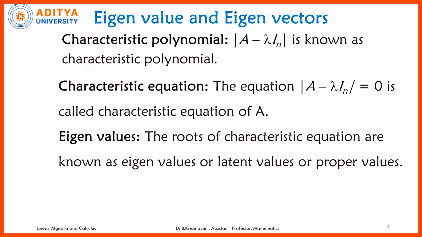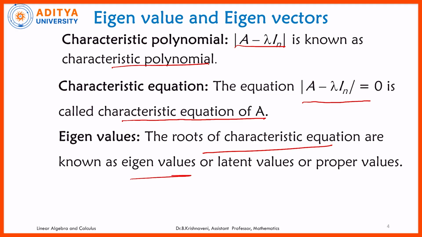We call det of A minus lambda In the characteristic polynomial. And the equation det of A minus lambda In is equal to 0 is called the characteristic equation of A. Now, the roots of this characteristic equation are known as eigenvalues. Eigenvalues are also called latent values or proper values. So, here we have gone through the definitions of eigenvalue and eigenvector.